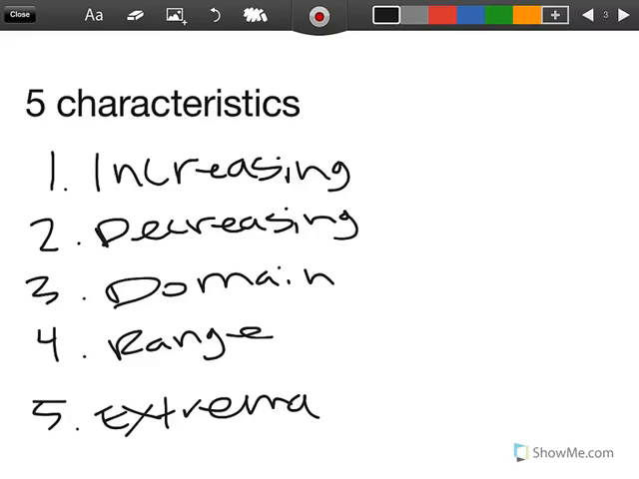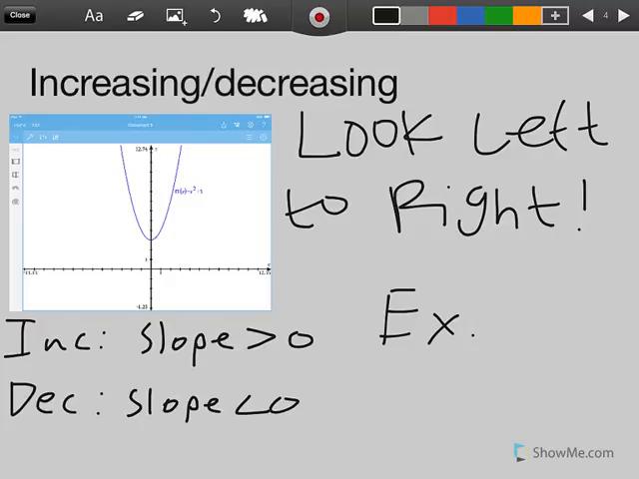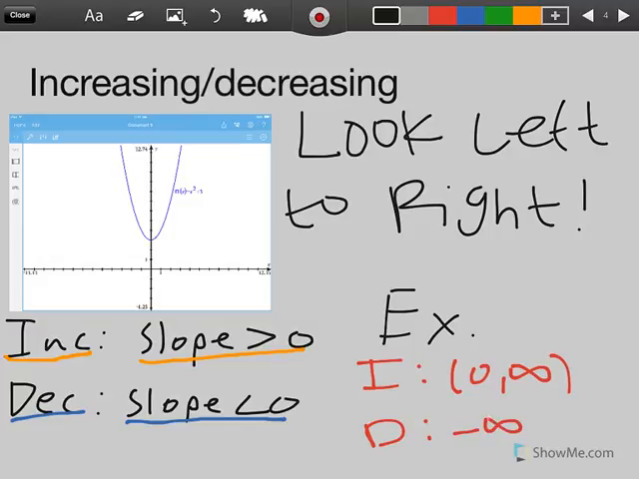These are the 5 characteristics that we will be talking about today: increasing, decreasing, domain, range, and extrema. When looking at a quadratic function and seeing if it's increasing or decreasing, make sure to look left to right. If the slope is greater than 0, the quadratic function will be increasing. If the slope is less than 0, the quadratic function will be decreasing. Here we have an example graph. For this graph, it is increasing from 0 to infinity, and it is decreasing from negative infinity to 0.